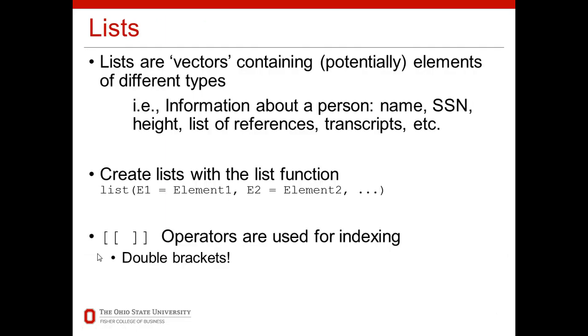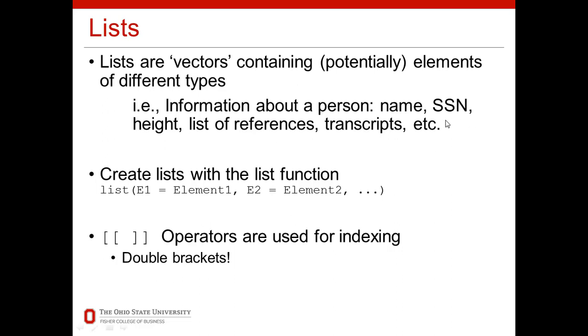Lists are another data storage type. They're vectors, but they have a little bit more flexibility. They can contain different types of data. So remember, with vectors, if you have a character and a number, they cannot be stored in the same vector. Lists don't have that restriction. So I might say I want to contain a bunch of information about a person: their name, their social security number, their height, their references, their transcripts, whatever.